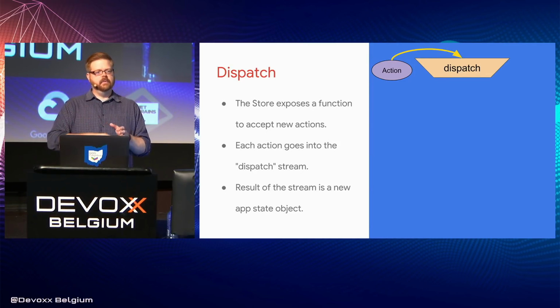So in your app, you will be dispatching actions to a store, and the store exposes a way to do that. It's a dispatch function. Each action, when it goes into that function, ends up going into the sink of a stream in the very beginning. And the other end of that stream, after everything has been done processing, is a new app state based on that action.